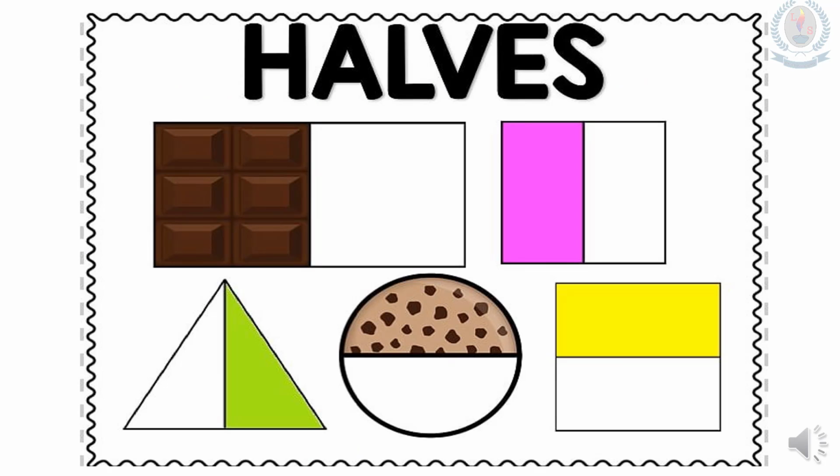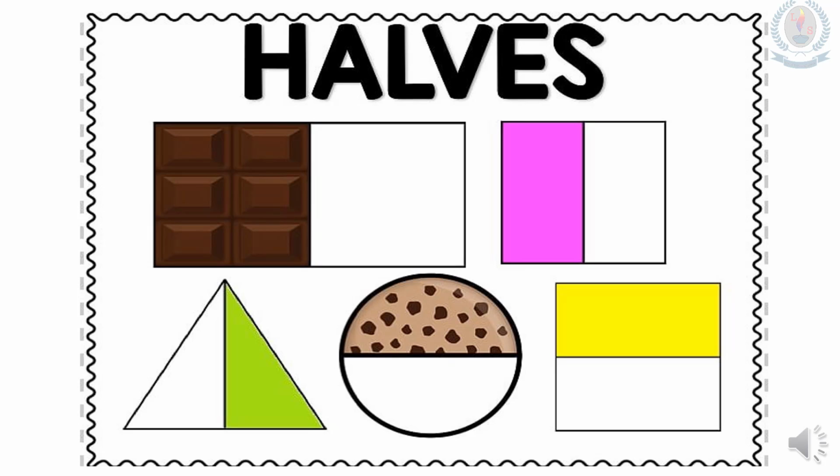Halves. What is this? Halves. Halves are when you cut something into two equal parts. These two parts are called halves. Two equal parts means, right? Whatever things we have cut into two, both sides have to be equal in shape and size. Okay, right?